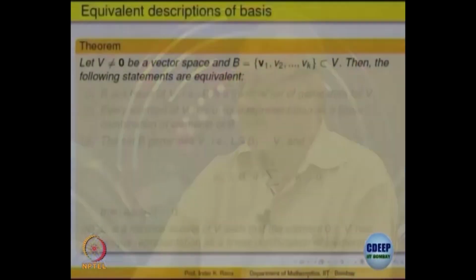So basically what we are saying is, if V is a vector space in Rn which has a finite set of generators, then you can go on removing vectors which are not required to get a minimal set of generators, and that is a basis.